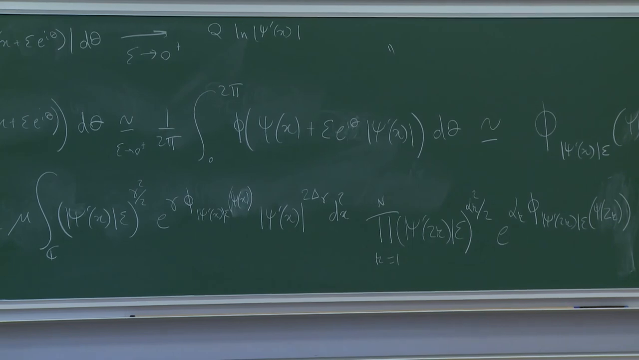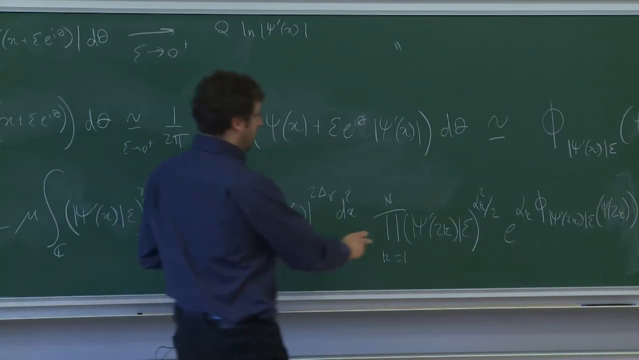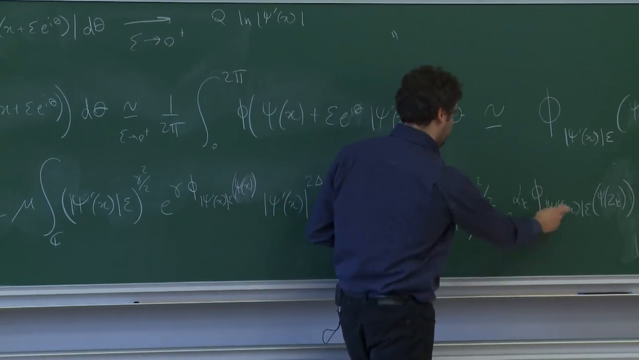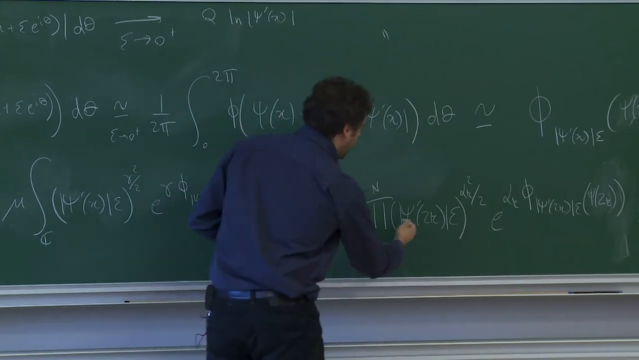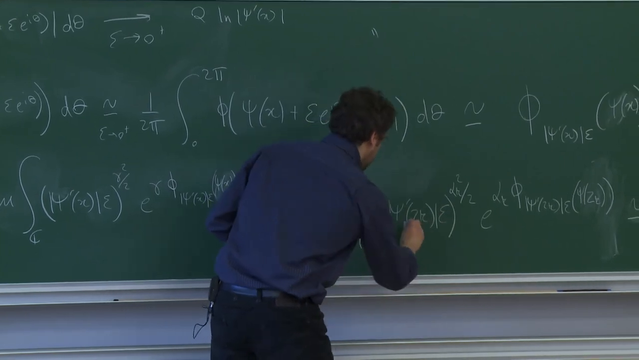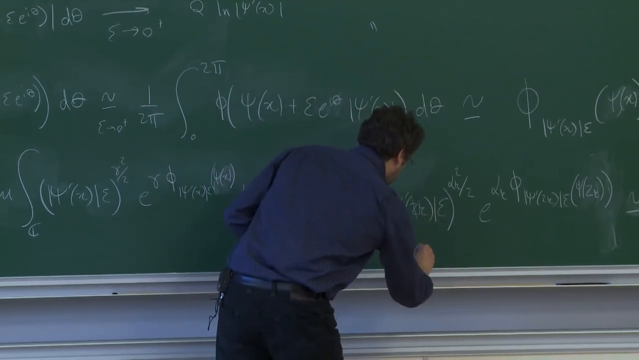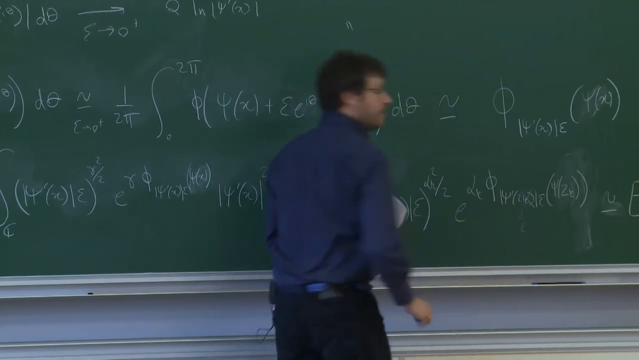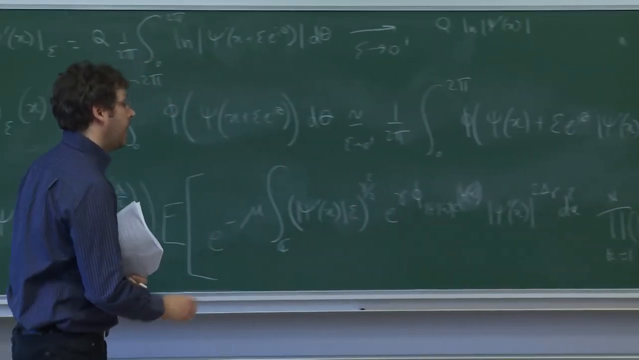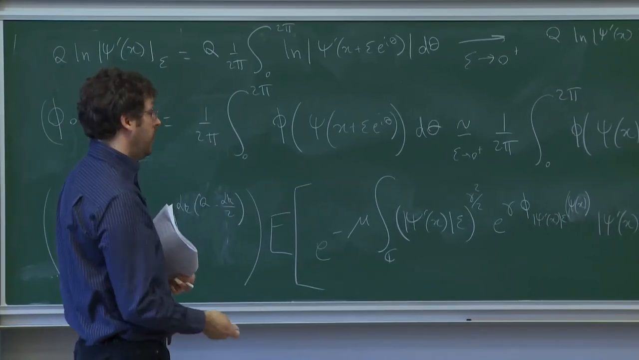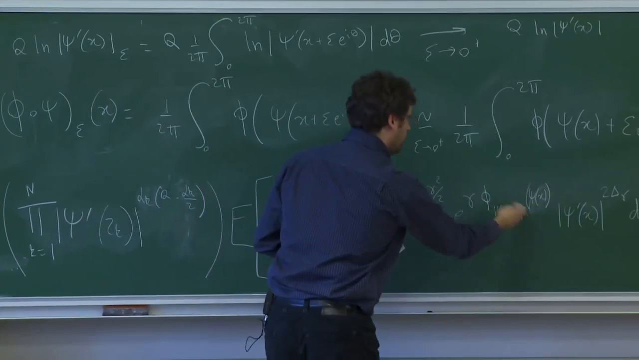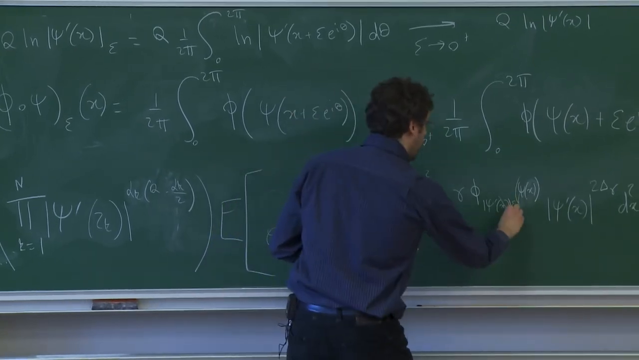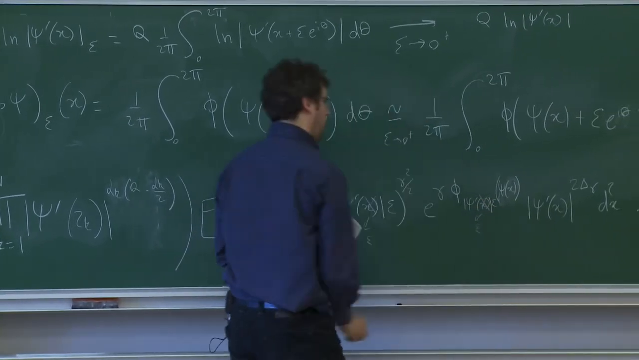So you see, if I do a change of variable, for each k this is going to zero, and I have the same scale here. So I can imagine that I can replace this by epsilon and this by epsilon. Okay, it's the same scale. And I can do the same thing here. I can replace this by epsilon, and this guy also by epsilon.